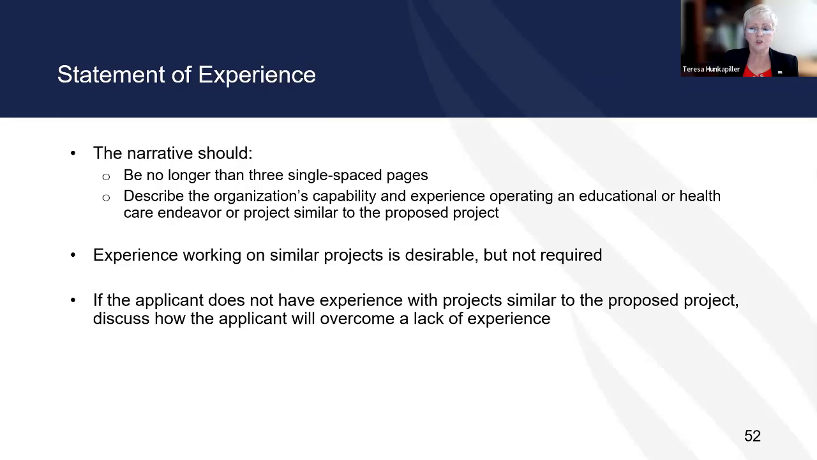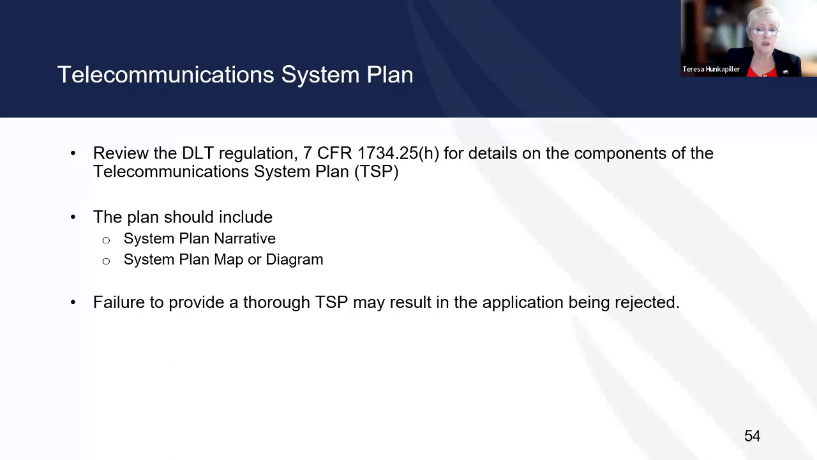All right, the next slide is the telecommunication systems plan. This is important, and there are times that this just gets ignored, and this is a vital piece of the grant application. If you do not provide us with a telecommunication system plan and one that includes both a narrative and a map or diagram, we're going to have to send it back because we cannot adequately review your project without this. The system plan narrative basically tells us what you're going to be working with. It's a description. Let's go to the next slide.